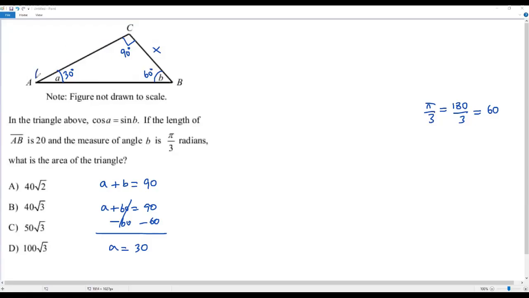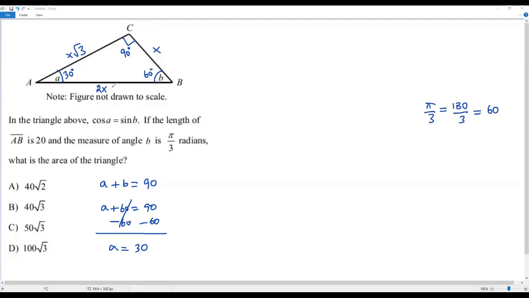Now to get the length of this leg which is opposite to 60 degrees, we have to multiply the length of the shortest leg x by square root of 3. That is, we get x times square root of 3 as the length of AC. Now to get the length of the hypotenuse, the side which is opposite to the right angle, we have to multiply the shortest leg x by 2. That is 2x.